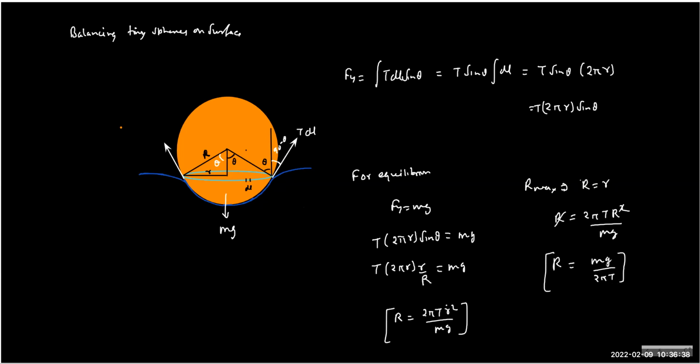So given a mass m and everything else, the r must have this value, then only it can be balanced. Otherwise, we cannot balance. So a bigger radius will sink easily, if it has mass and size in a different proportion.